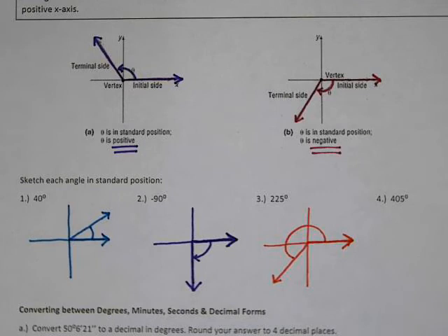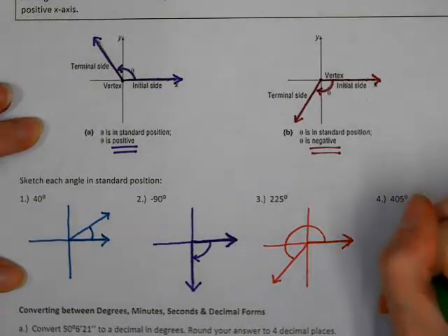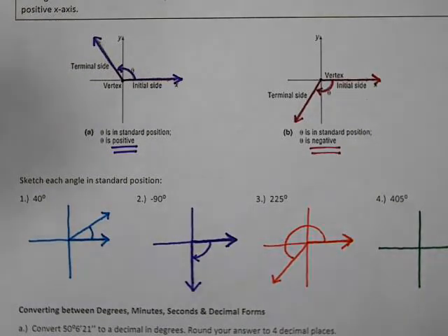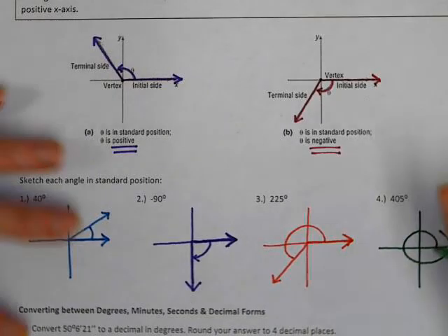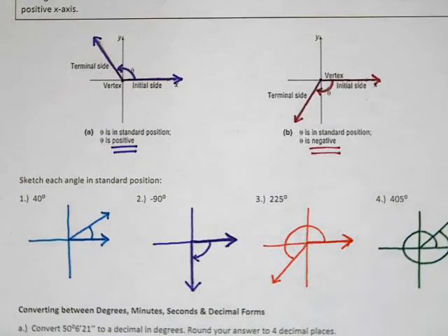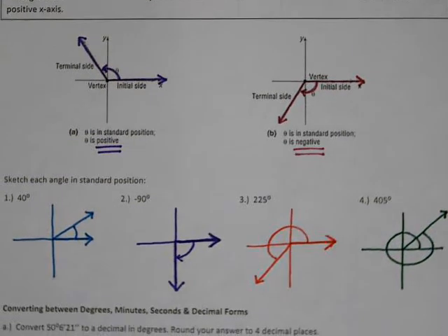And then lastly, 405. Well, that's going to be a full 360 plus an extra something. So it's going to be a full 360 plus an extra 45, right? So a full 360 plus an extra 45. That'll get us to 405 degrees. Okay, cool. So that's just sketching angles.